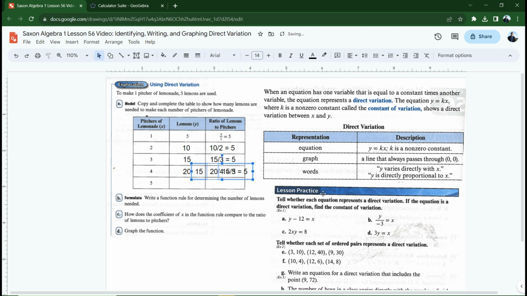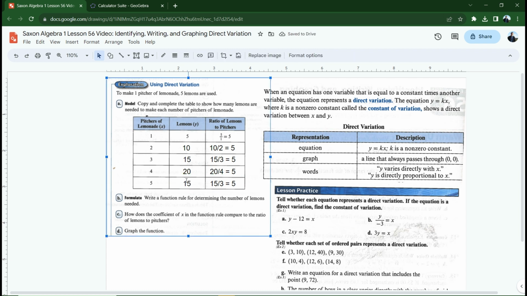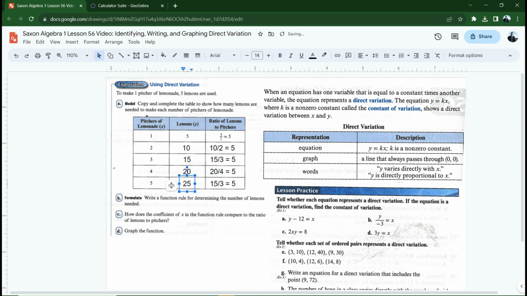And let's do one more. To make 5 pitchers, I'm going to need 25 lemons. And 25 over 5 equals 5. Okay, so notice what's happening. My ratio of lemons, which is my y value, to pitchers, which is my x value, is remaining constant. The ratio of x to y remains constant.